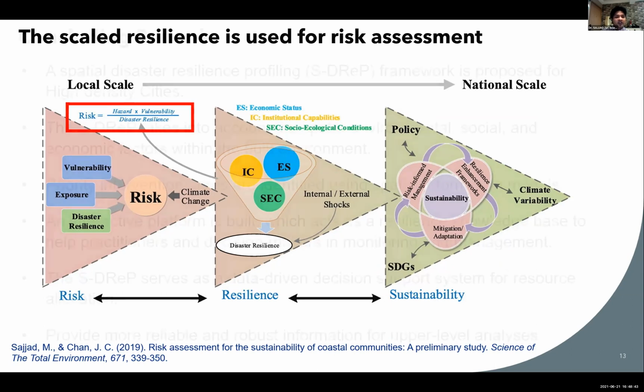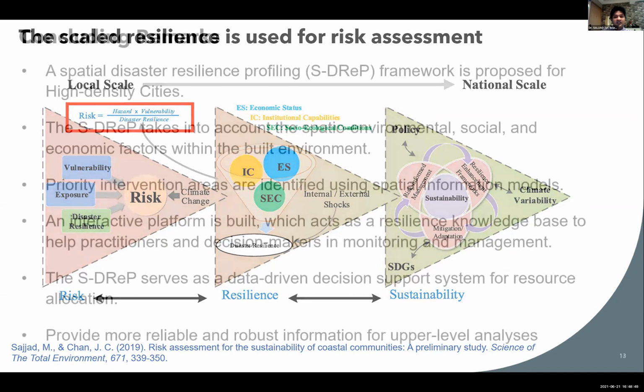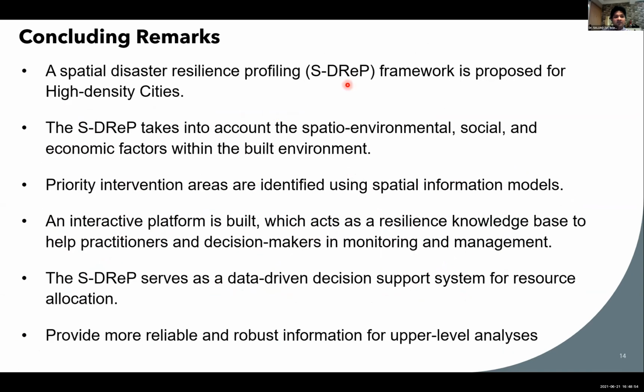So in the concluding remarks, I will highlight the aspects of the STEP framework which we propose. It is proposed for high density cities, keeping in mind that the built environment in high density regions is not the same as in less dense or sparse cities. It takes into account spatial, environmental, social, and economic factors. In the previous framework, the spatial environmental factors were mostly not accounted for, so this is one of the improvements in the STEP framework.